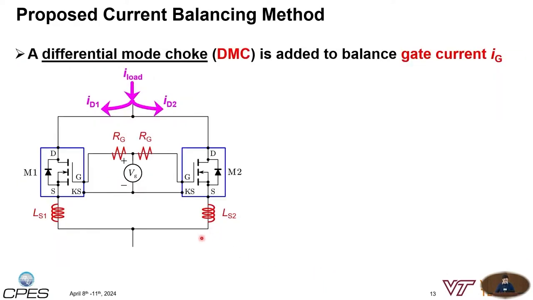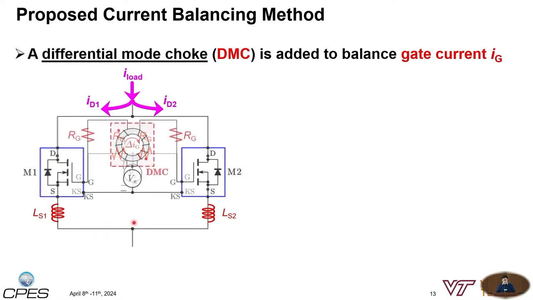So do we have methods to improve our dynamic current sharing even if we exhibit a source parasitic mismatch between two MOSFETs? The answer is yes. We propose to put a differential mode choke into the gate driving path to balance the two gate currents, even if your power loops are mismatched.